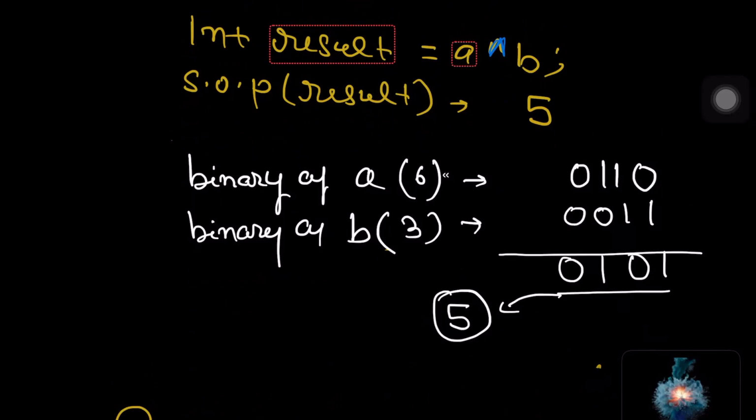Clear? So when both are different, then 1. If you see here, these two are different, so we are having 1. These two are the same, so we are having 0. This also is different, so we are having 1. If both are the same, then we are having 0. So when you convert this binary to decimal, you get 5.